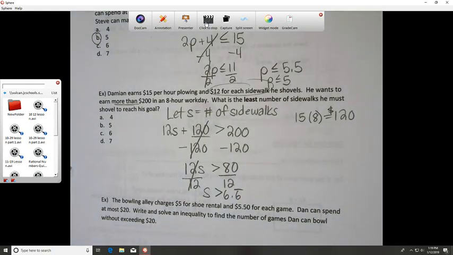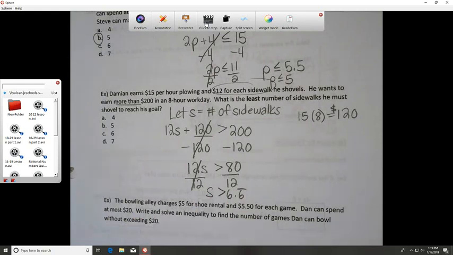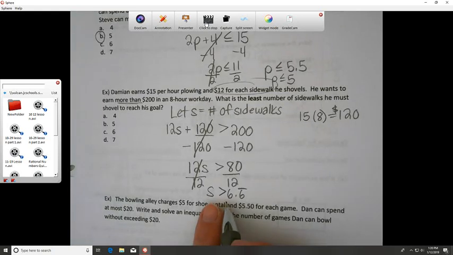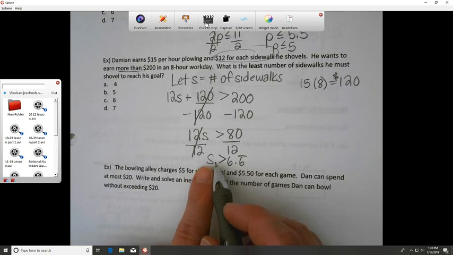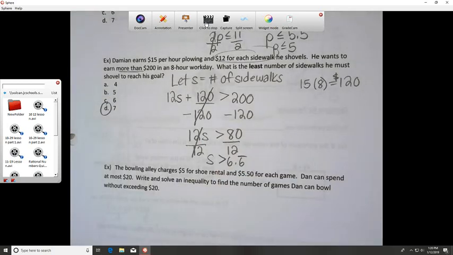All right, so now you're going to think about that and decide, okay, what is the whole number? Because we're talking about sidewalks, he's not going to shovel 6.6 repeating sidewalks. It's got to be a whole number. So take a second and decide what the whole number is. All right, so hopefully in looking at this, you said, well, the number of sidewalks has to be greater than this, so we've got to bump that up to 7, not down to 6.